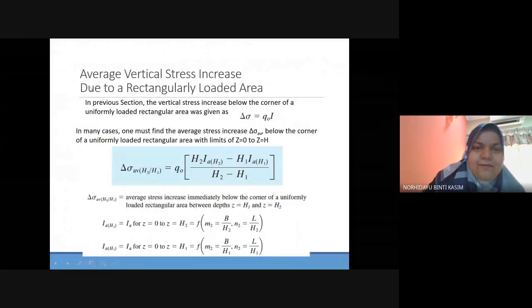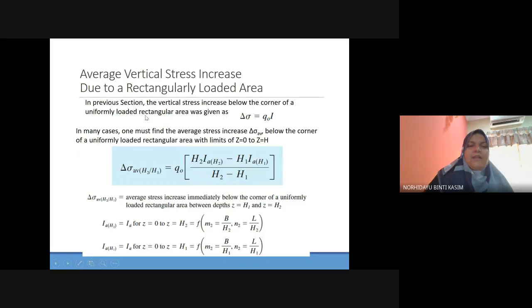Next topic is on average vertical stress increase due to a rectangular loaded area. In the previous session, the vertical stress increase below the corner of the uniformly loaded rectangular area was given by this one. So to calculate the average stress increase, it is equal to this equation. This parameter is the average stress increase immediately below the corner of the uniformly loaded rectangular area between Z equal to H1 and Z equal to H2. Z is the depth.